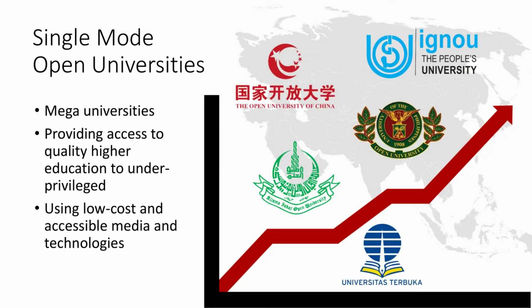Asia has seen the greatest growth of single-mode open universities. Many of these are mega universities with enrollments of over 100,000. Allama Iqbal Open University, Indira Gandhi National Open University, Universitas Terbuka, University of the Philippines Open University, Open University of China, are all mega universities that are making it possible to provide affordable access to millions of those who would otherwise not have entered higher education at all. The single-mode open universities are still relevant today because of the large numbers that have to be still reached.